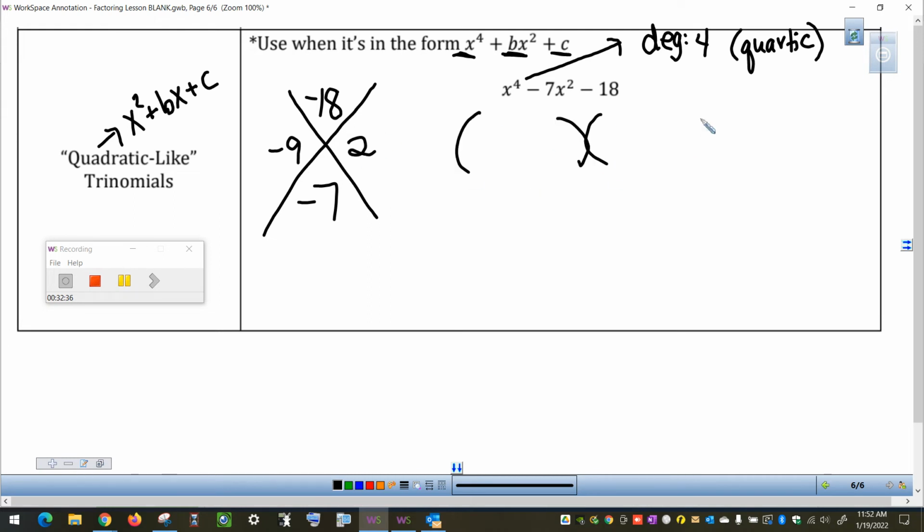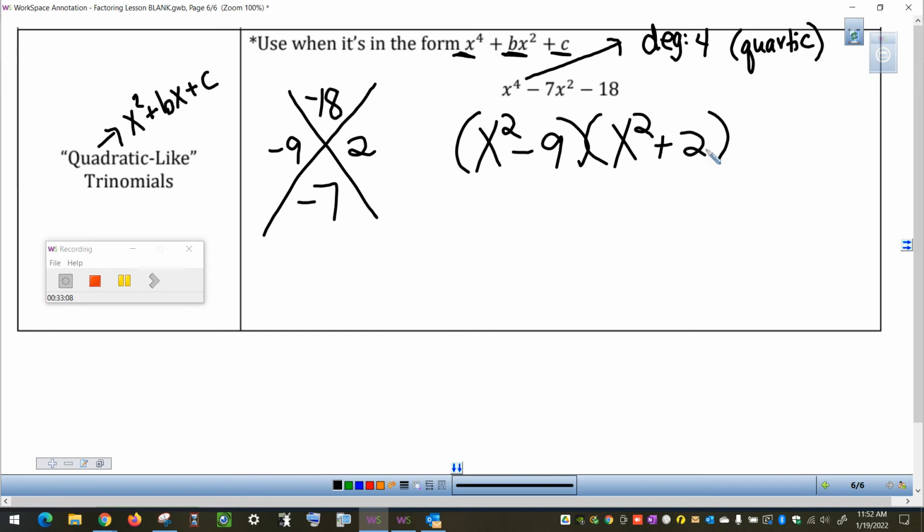It is still going to factor into two parentheses side by side. The only difference is that instead of putting x at the beginning of each parenthesis, we're going to put in x squared at the beginning of each parenthesis. If you think about the process of FOIL, x squared times x squared is going to give us that x to the fourth. That's the only difference. We're still going to put our numbers in like this, minus 9 plus 2.